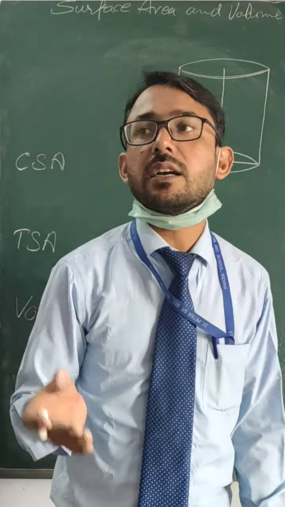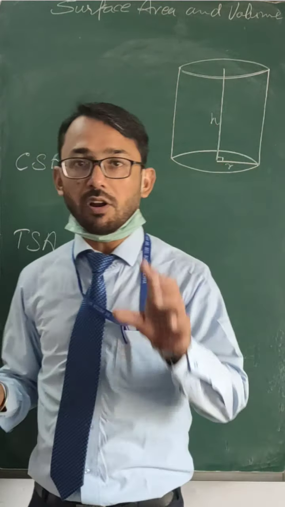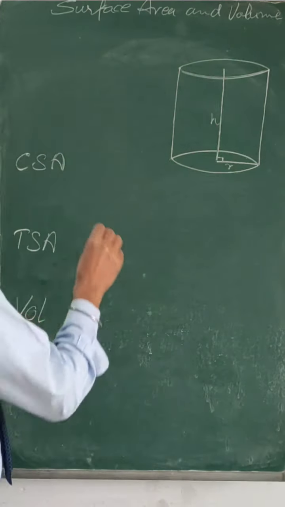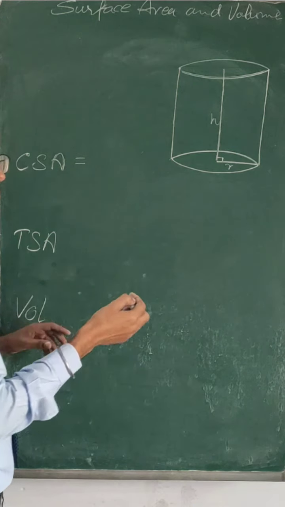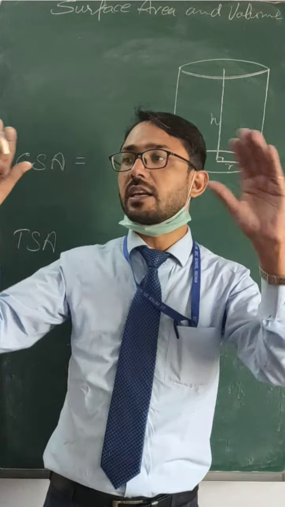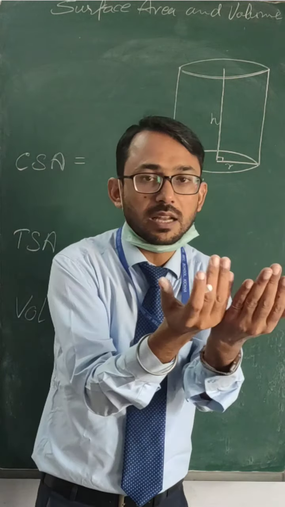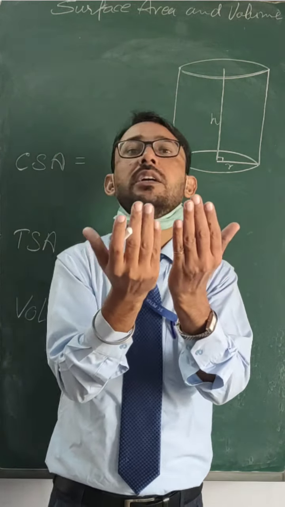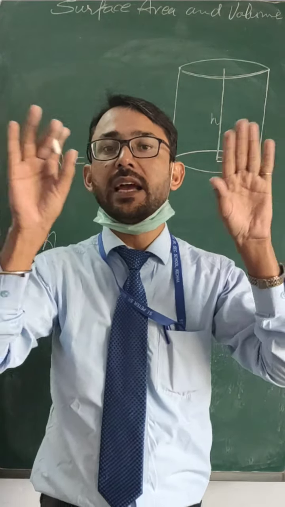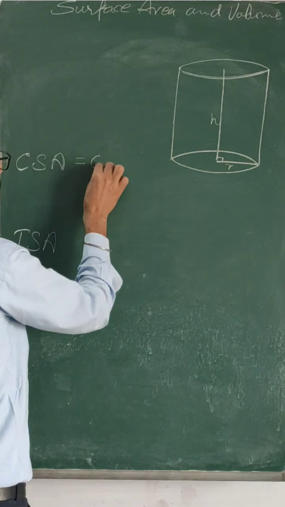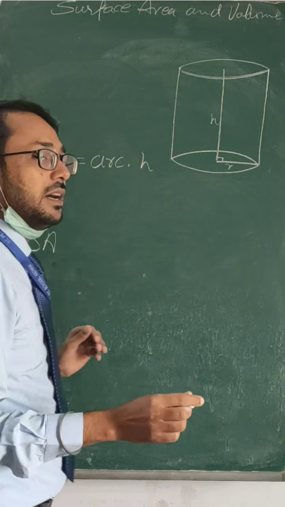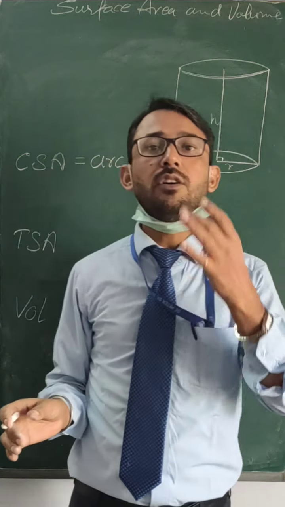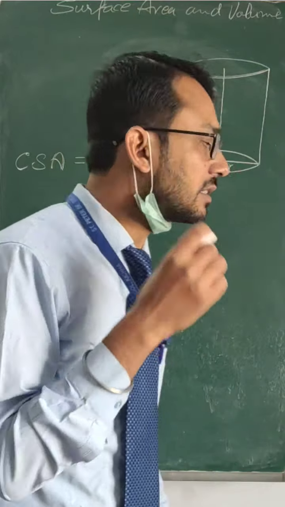Now what is the curved surface area of a cylinder? Already I have taught you that for the curved surface area it will be the perimeter of the base. In the case of a circle, perimeter is said as circumference. So circumference into height will be the curved surface area of the cylinder.